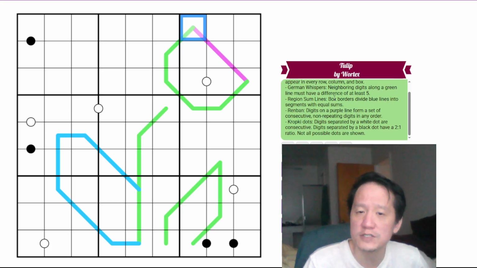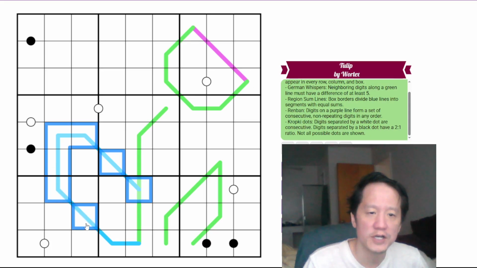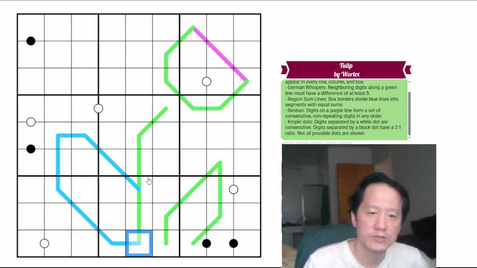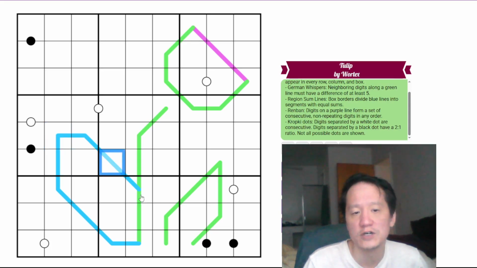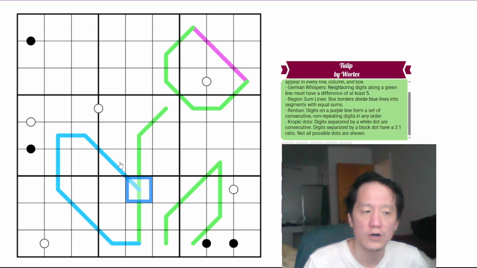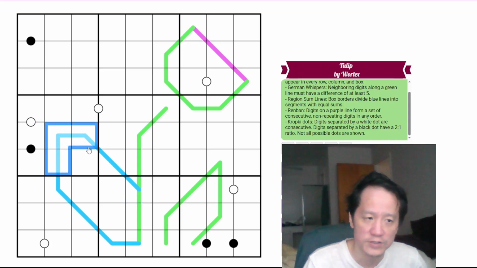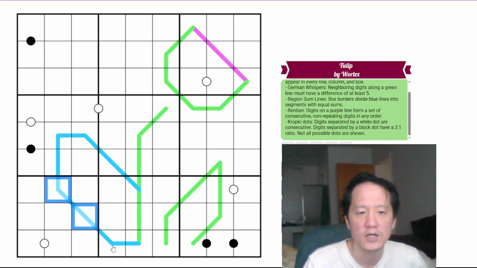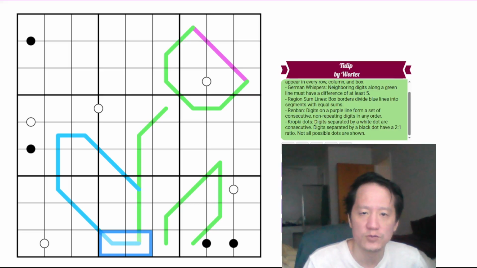We also have region sum lines, where box borders divide blue lines into segments with equal sums. Well, we only have one region sum line, so therefore the box borders would divide this line into these two cells, these three cells, and then this single cell and this single cell. So all those segments, this single cell must equal the sum of this single cell, which must equal the sum of these three cells, which must equal the sum of these two, which must equal the sum of these two cells. And that's how region sum lines work.